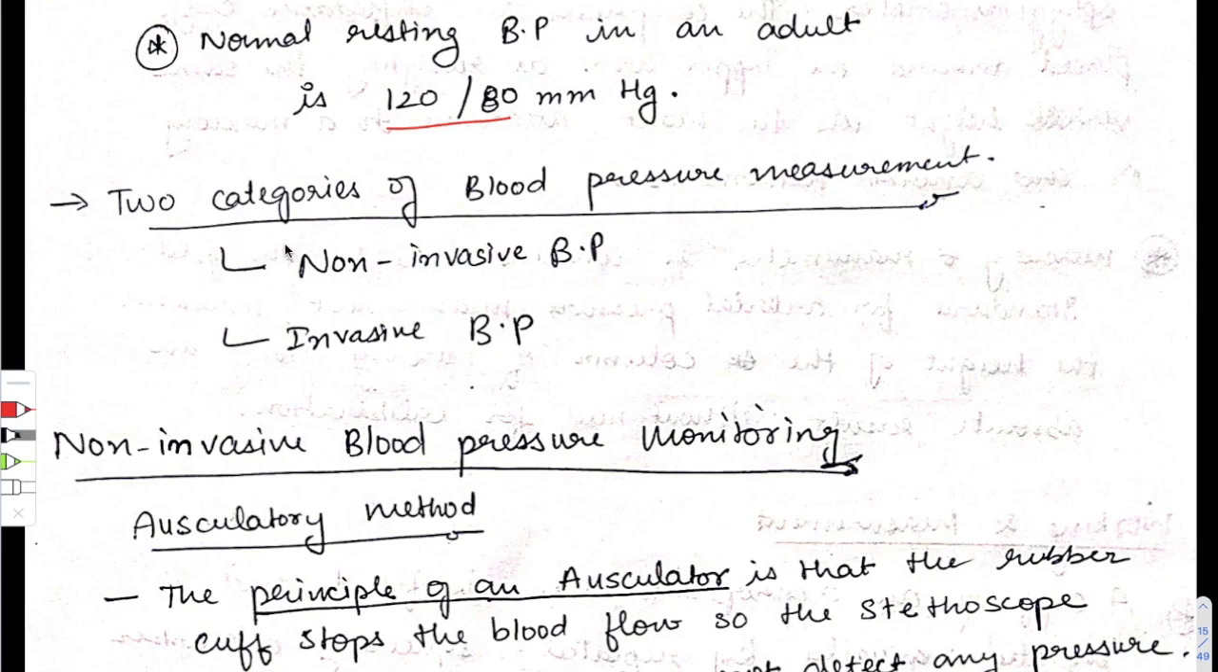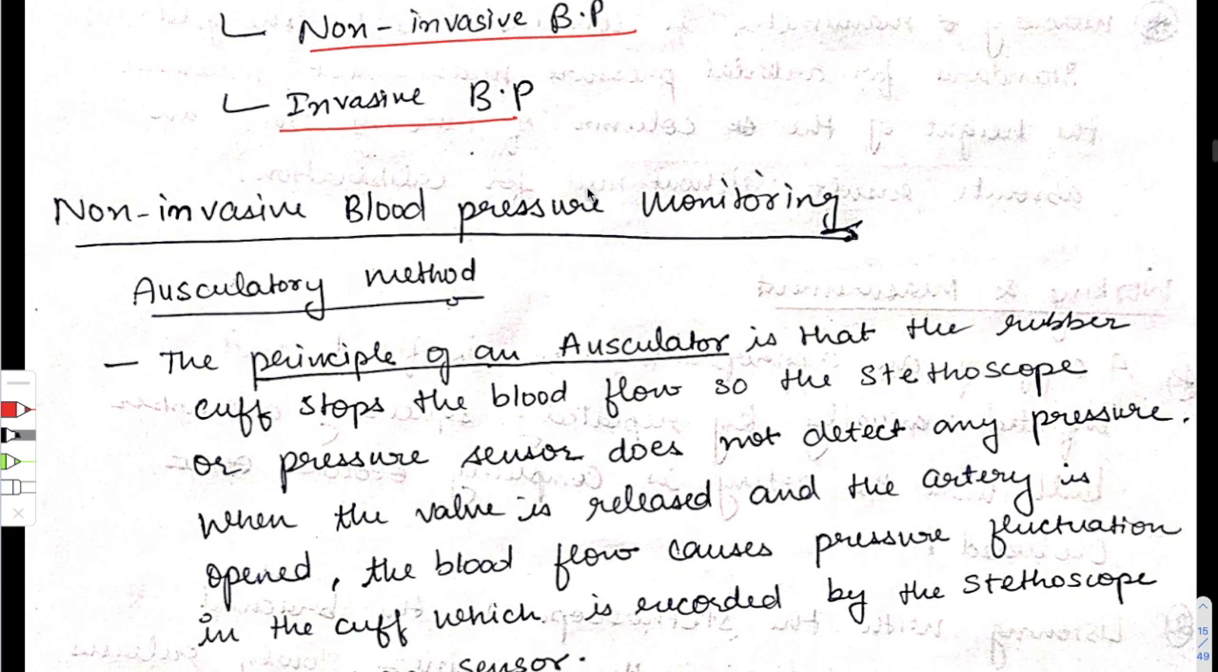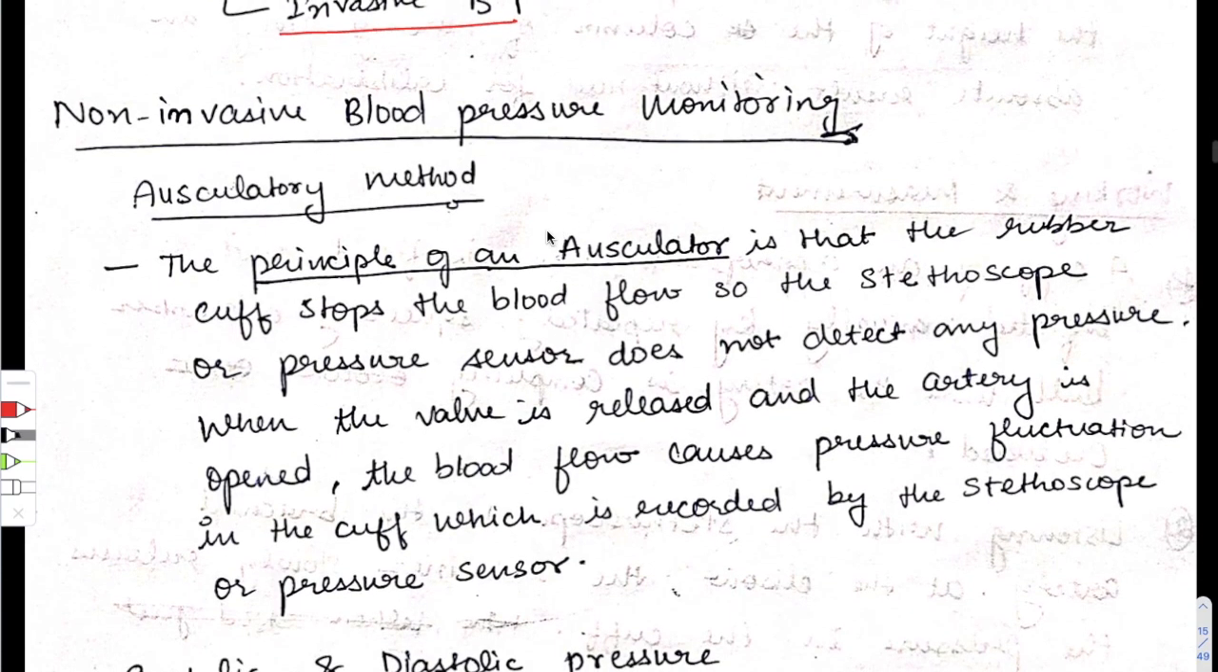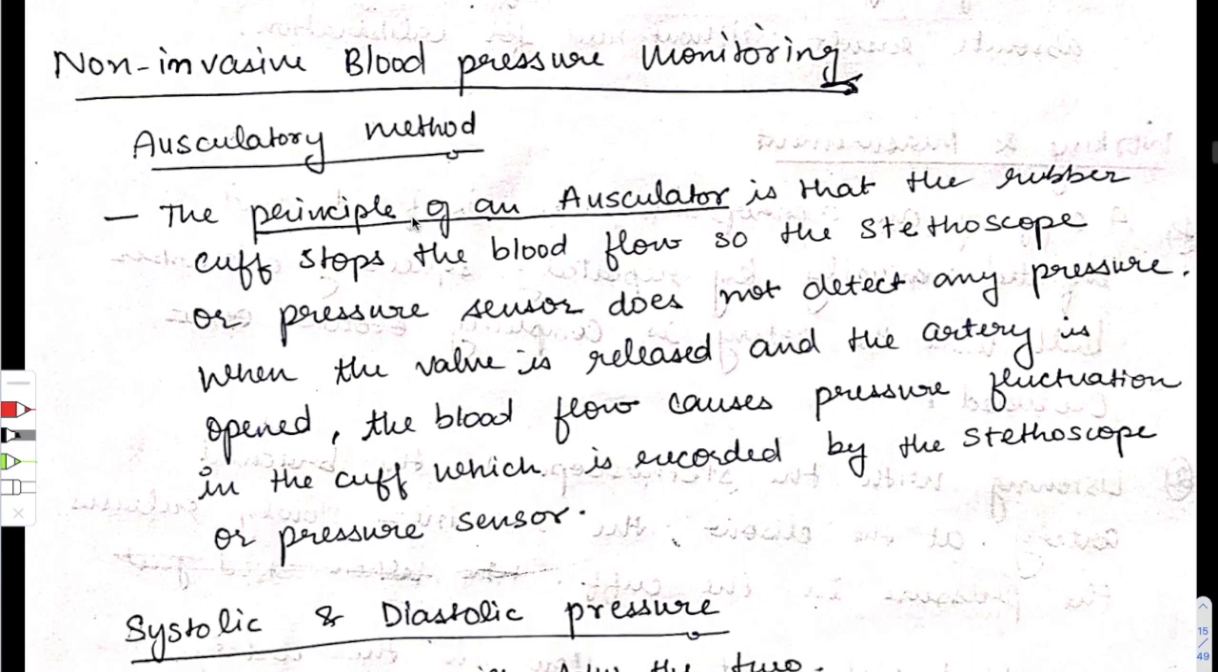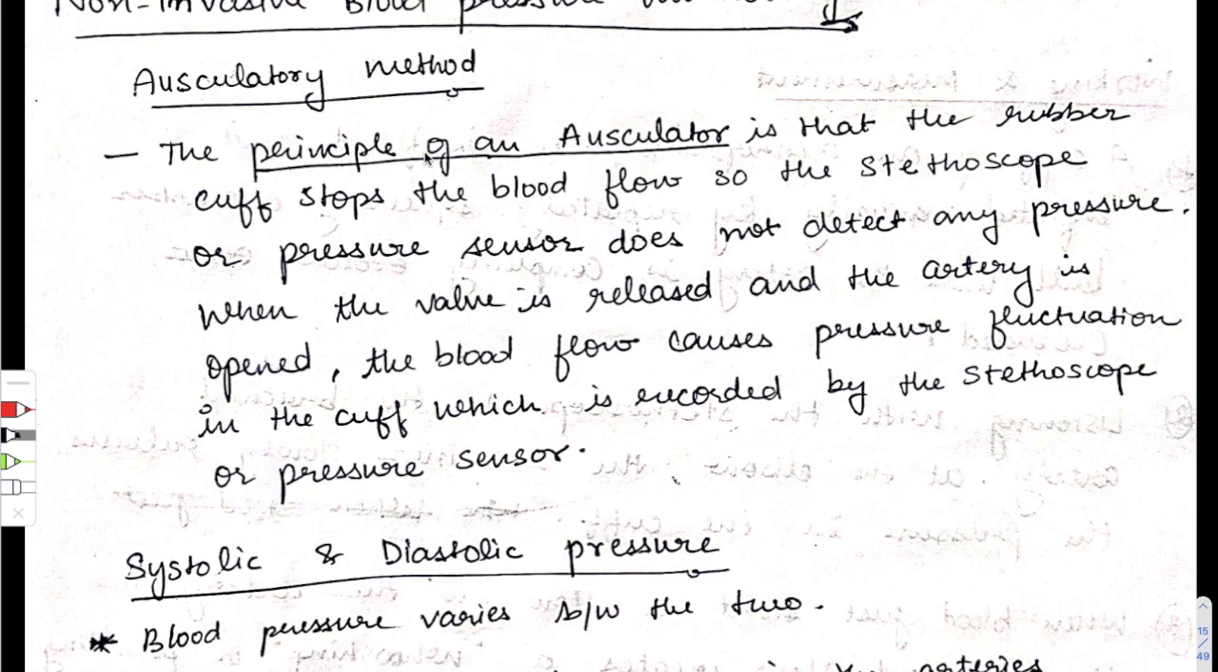As I said before, there are two categories of blood pressure measurement: the non-invasive and the invasive blood pressure measurement. The non-invasive techniques include the oscillatory method. The principle is that the rubber cuff stops the blood flow, so the stethoscope or pressure sensor does not detect any pressure. When the valve is released and the artery is opened, the blood flow causes pressure fluctuation in the cuff, which is recorded by the stethoscope or a pressure sensor.